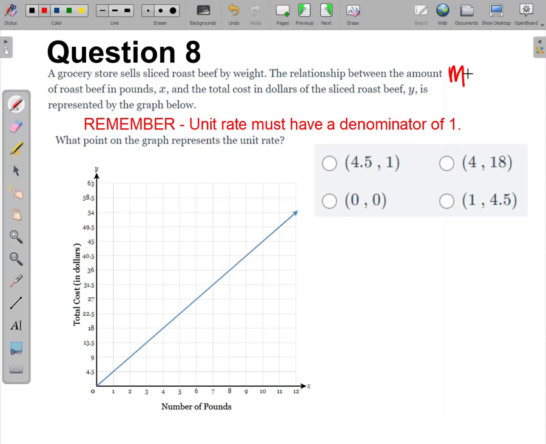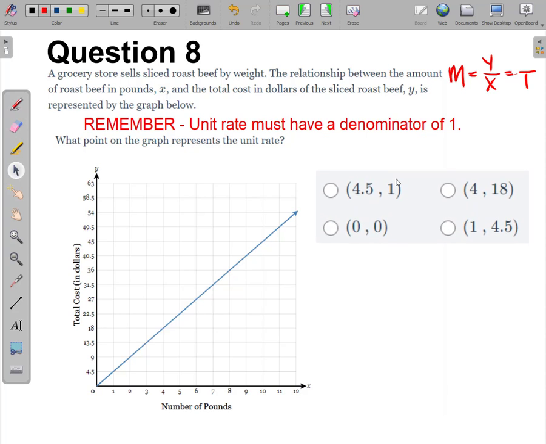When we dealt with slope before, we would say that slope would be Y over X. And the only thing we're stressing now is that unit rate is that my X value has to be 1. What point on the graph is a unit rate? So I think maybe even the easiest thing would simply be to go over here and rewrite all these ordered pairs as a unit rate. In other words, make it Y over X and just see if we get a denominator of 1.